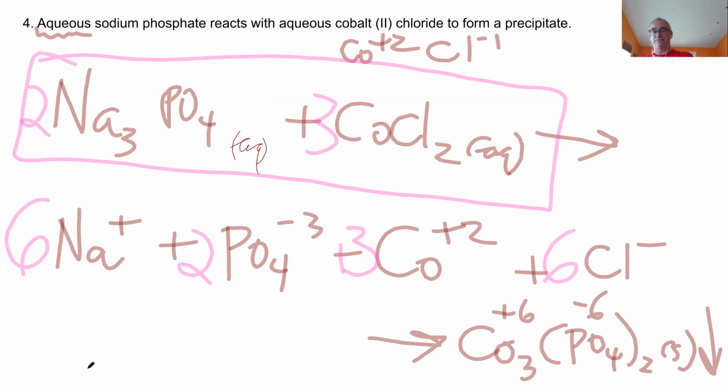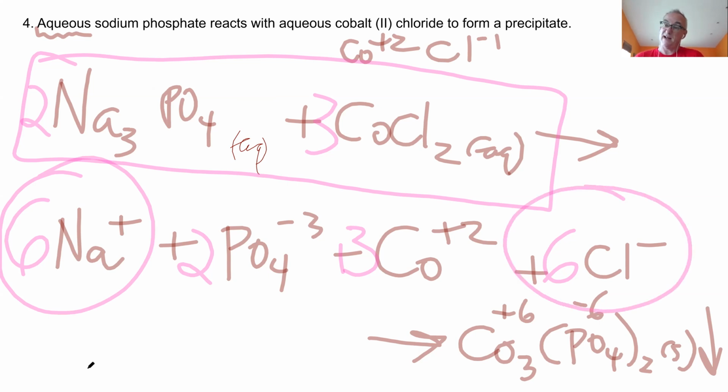So at the end, I took 2 moles of sodium phosphate, aqueous, and 3 moles of cobalt 2 chloride, aqueous, and I made 1 mole of cobalt 2 phosphate. And these two were present at the beginning and they're present at the end. So those two are my spectator ions, okay? So do with that information what you will.